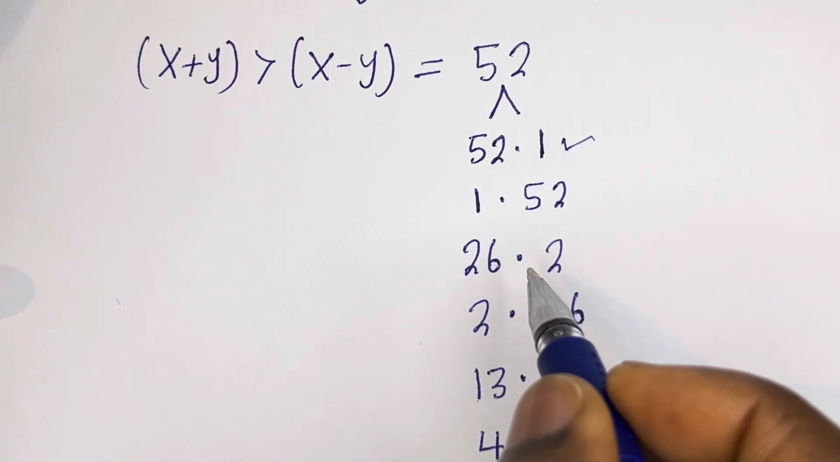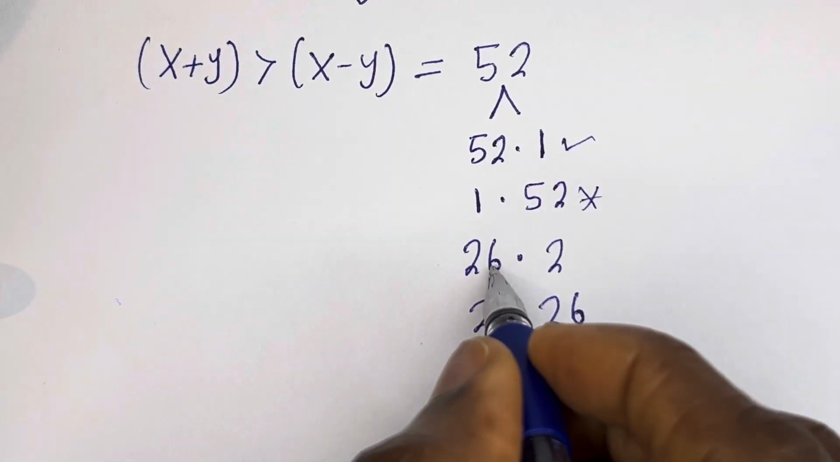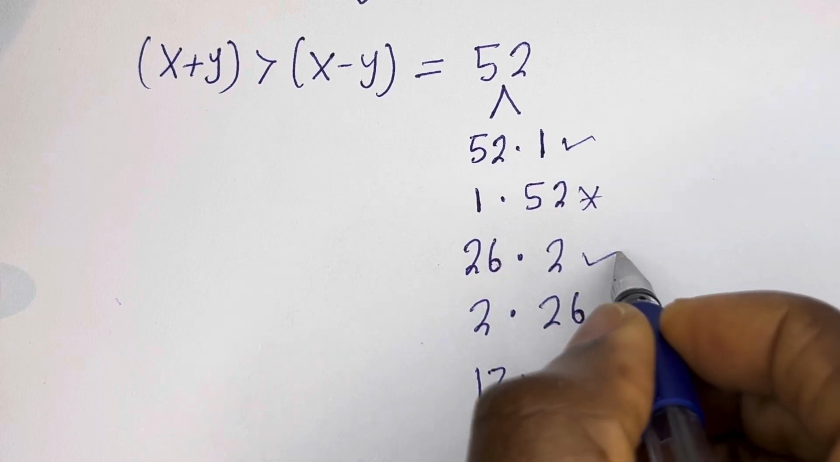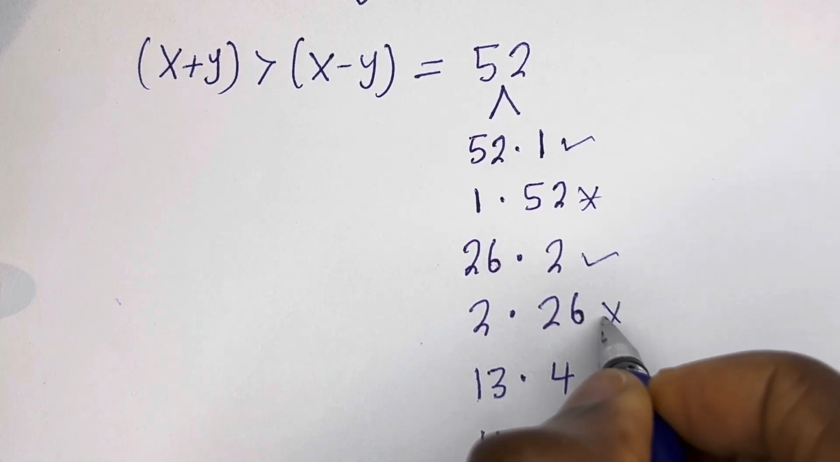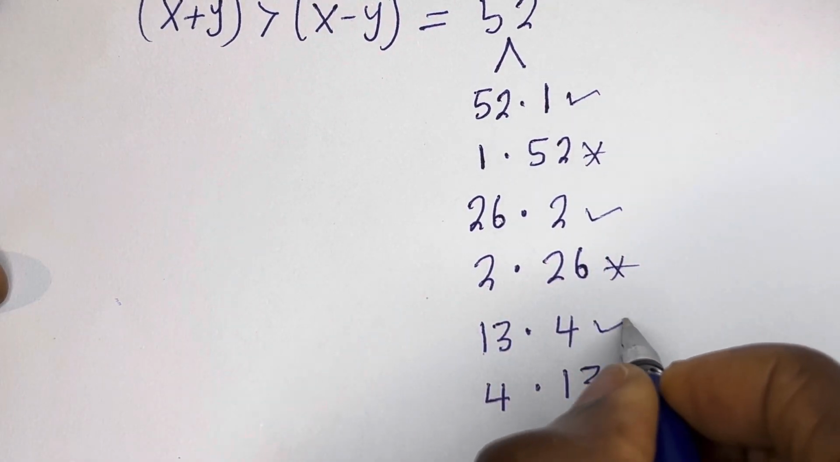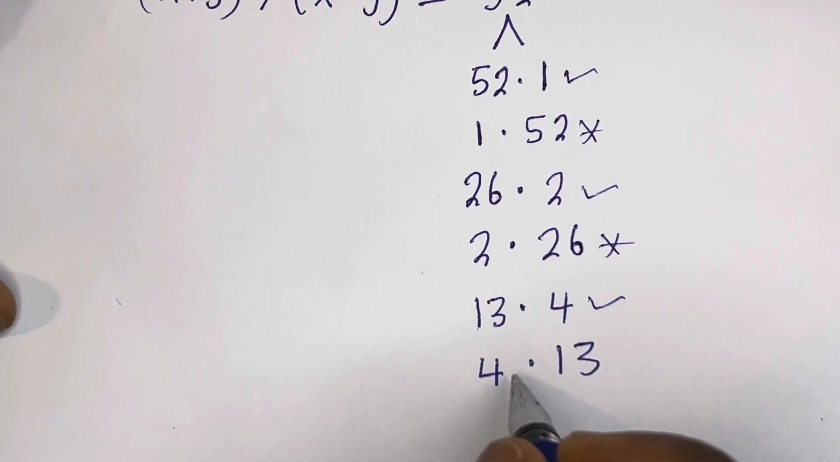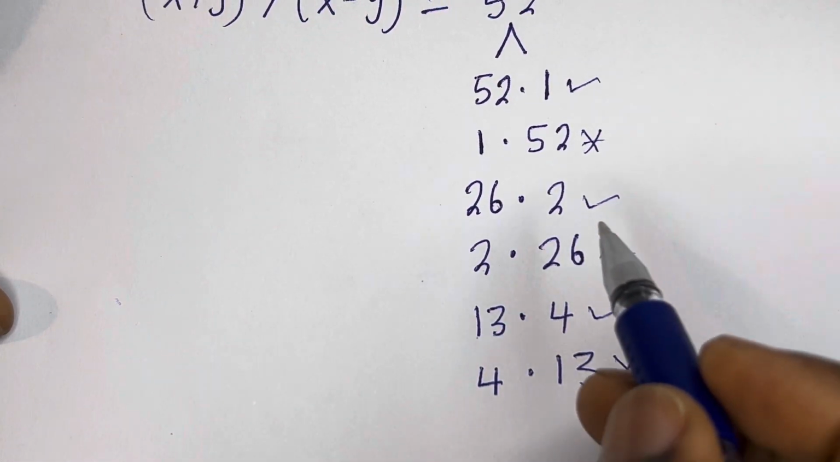Since x plus y is greater than x minus y, 52 is greater than 1. This is true. 1 is less than 52. This is rejected. 26 is greater than 2. This is true. 2 is less than 26. This is rejected. Then 13 is greater than 4. This is true and accepted. 4 is less than 13. This is rejected.